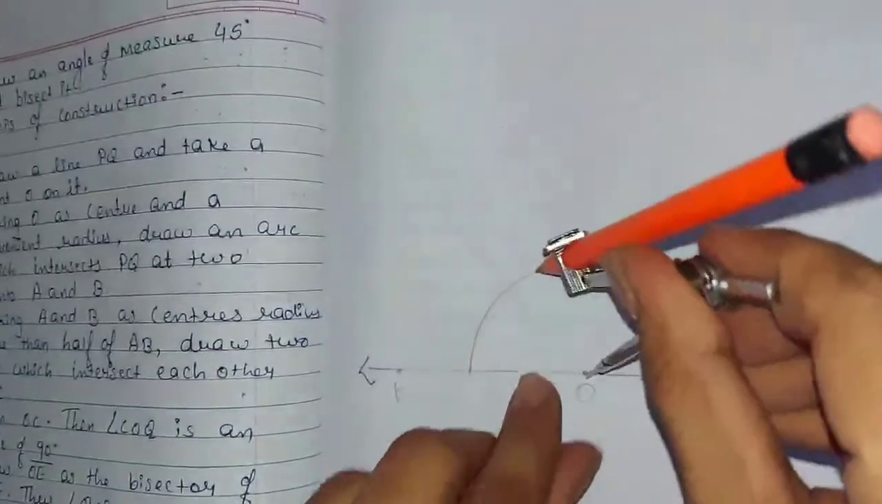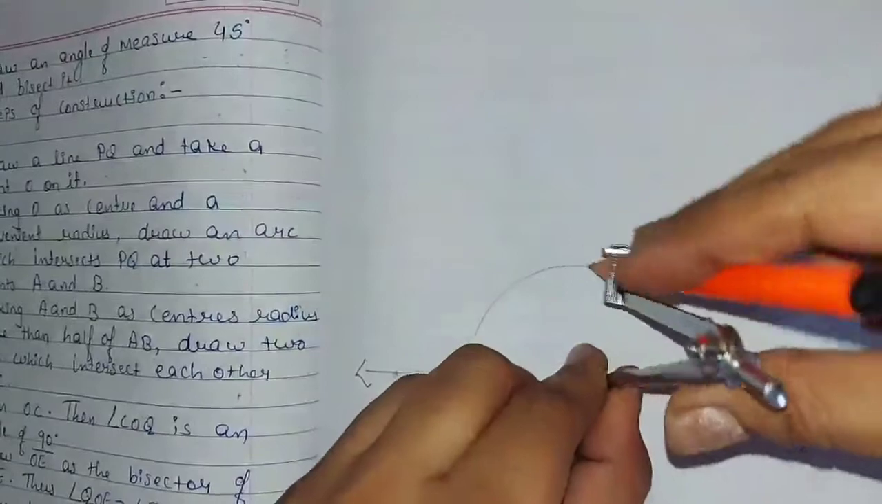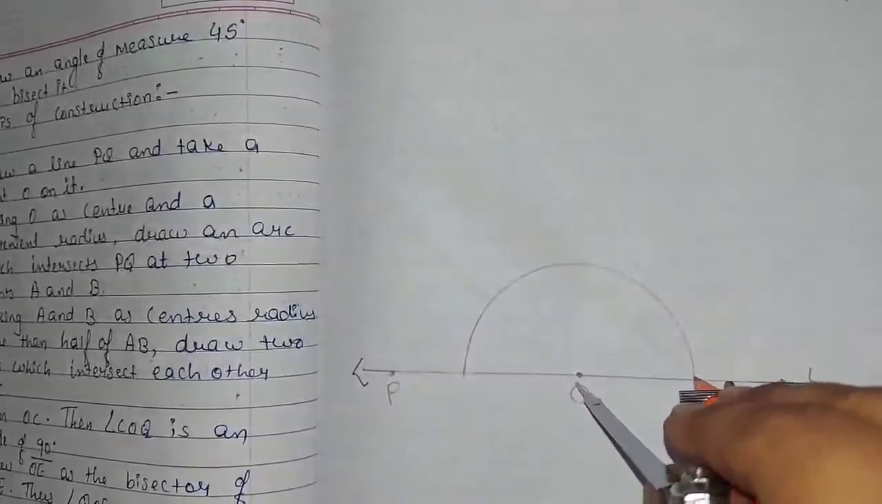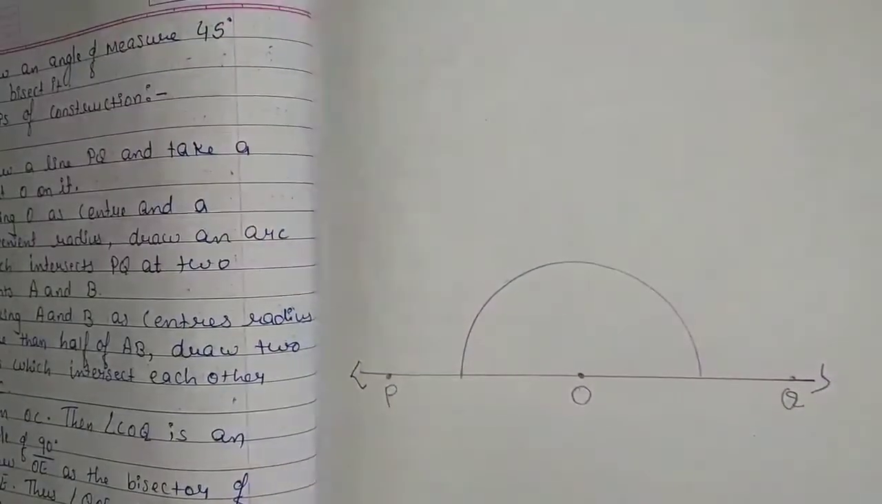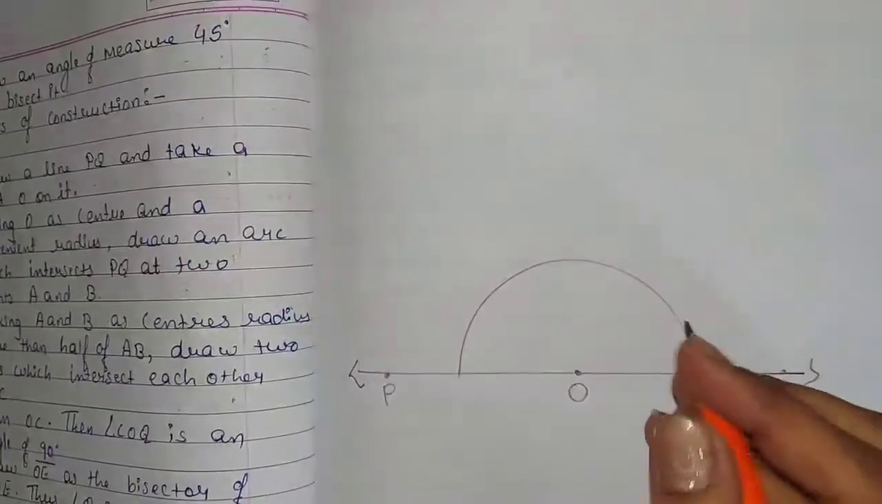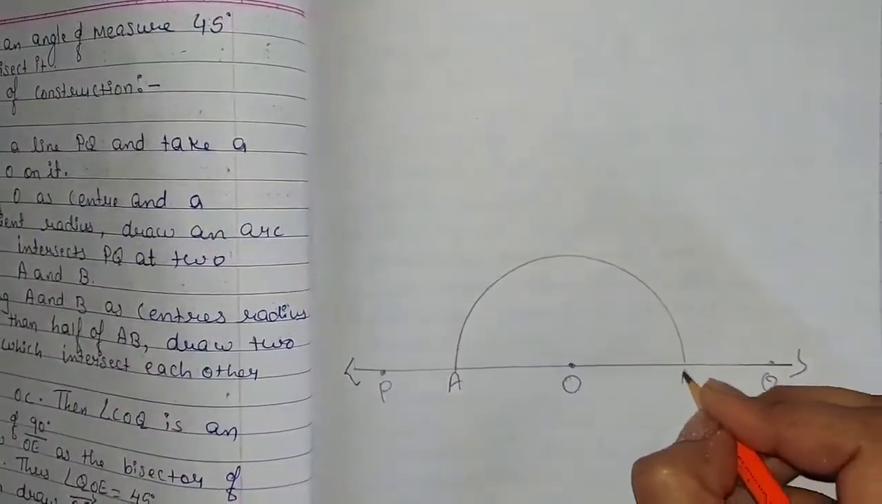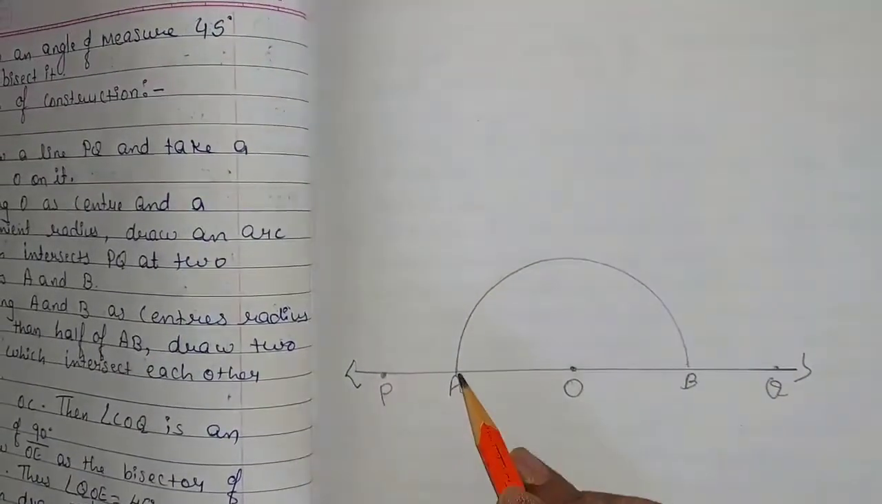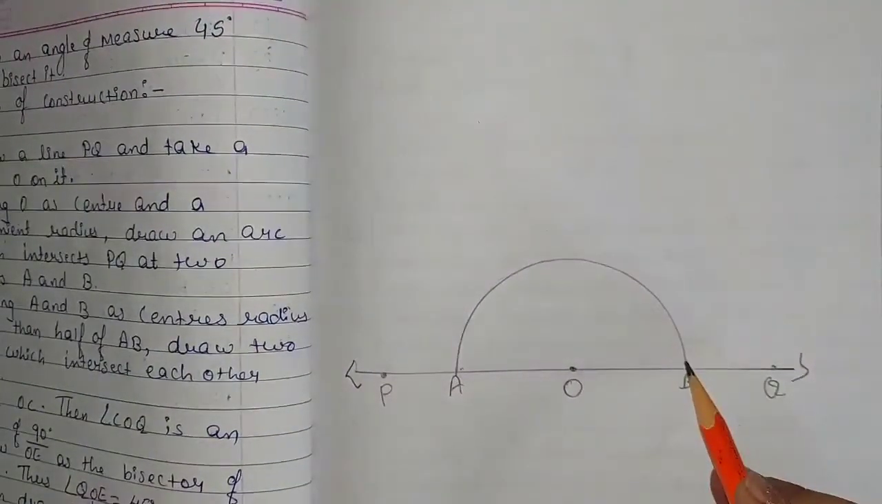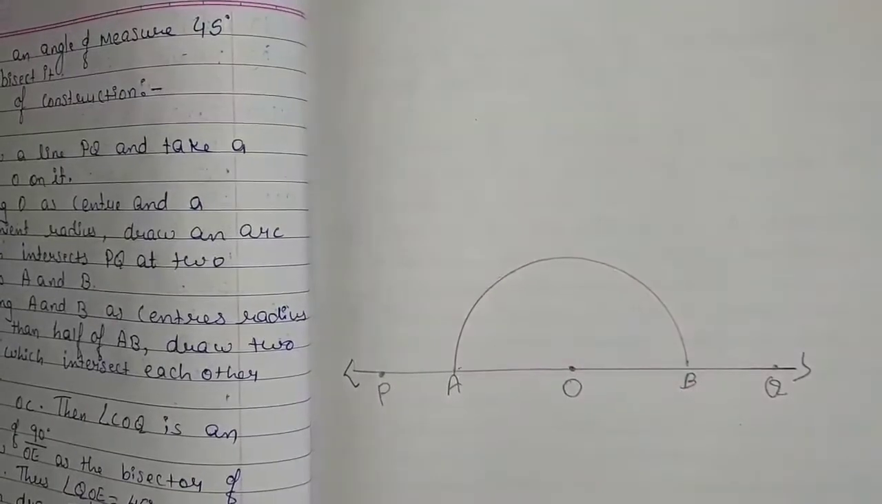Taking O as a center, let us draw an arc with any convenient radius. So we have drawn an arc with any convenient radius and we have to label the names A and B of these two points where the arc meets line PQ. Now next step.